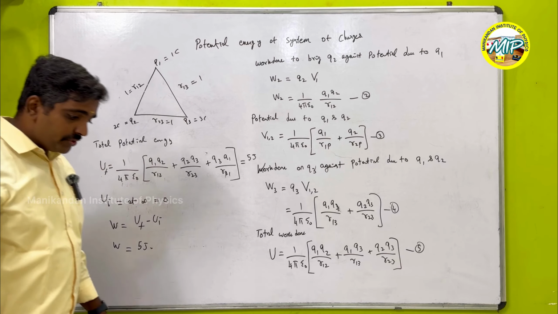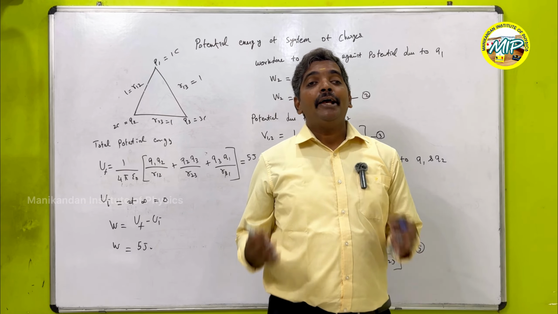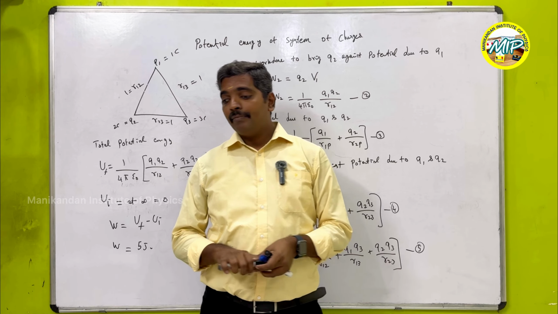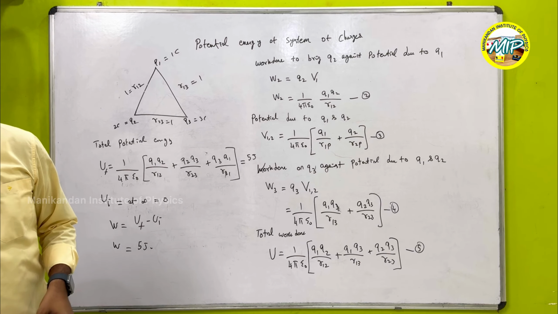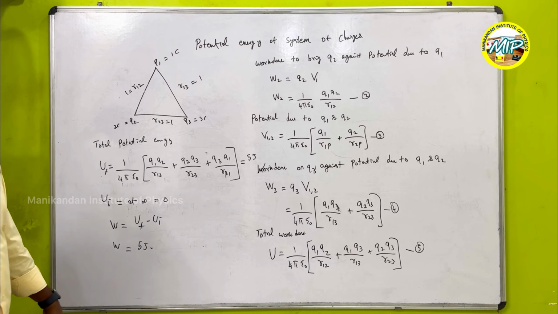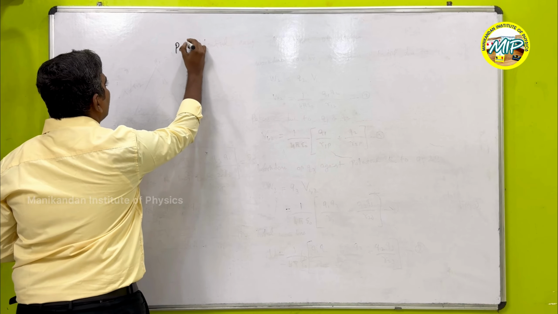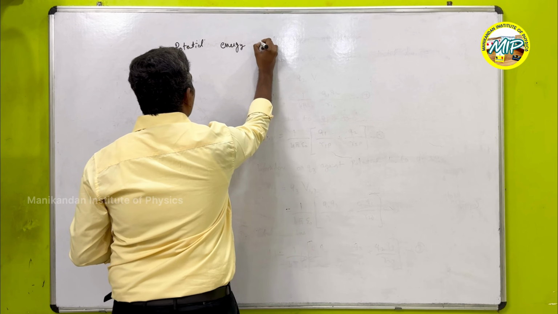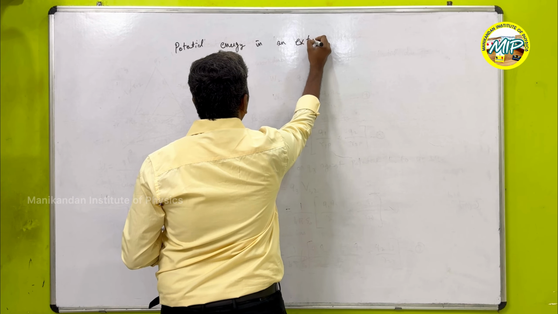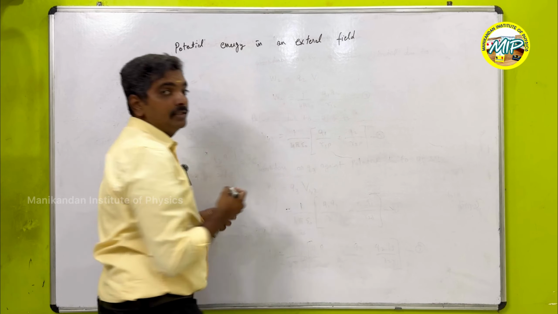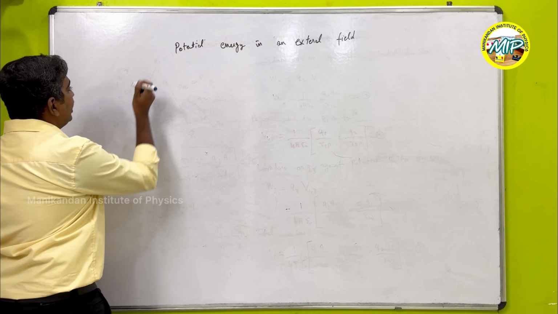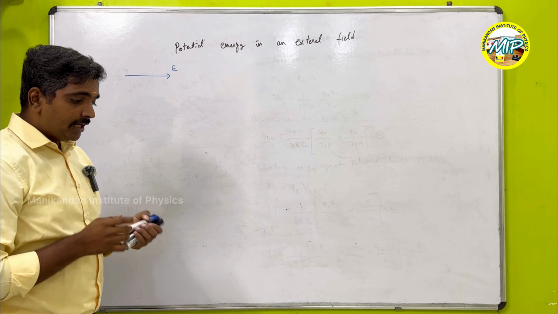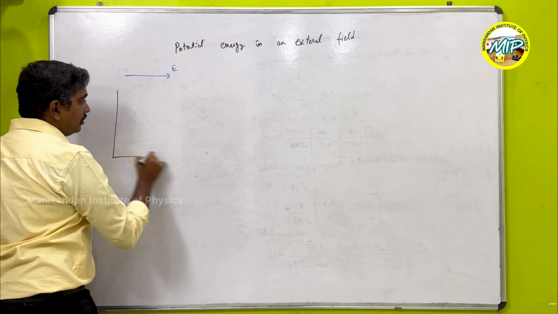So next I'll teach you what's happening when the external electric field is applied. Okay, so the next concept is potential energy in an external electric field. We have an electric field in this direction, which means we have a positive charge here, right? So I just want to bring a positive charge from infinity to my required point.